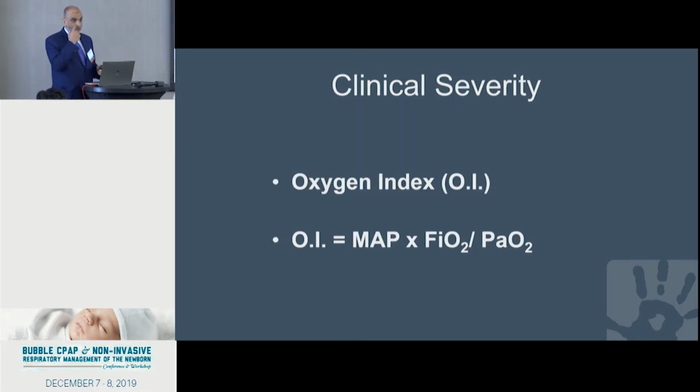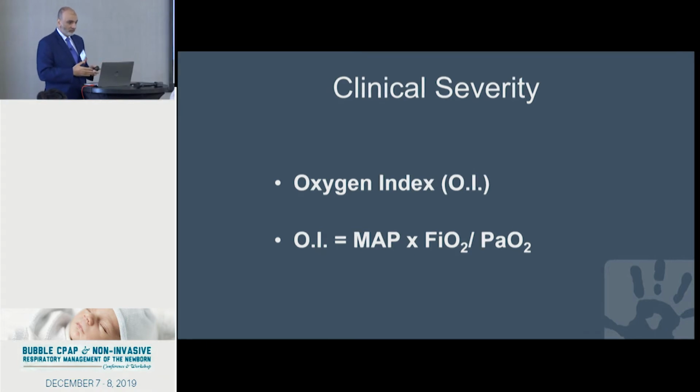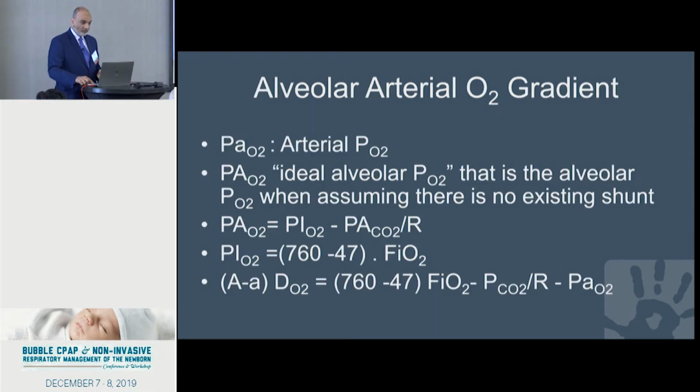So the clinical severity will have issues here because many times it is so dependent on how you are managing it. So one way is doing the oxygen index, which you calculate based on the mean airway pressure on the ventilator multiplied by the FiO2 and divided by the PaO2. So basically you can make any baby have a very high oxygen index if you are ventilating aggressively. So it's so dependent on the managing team.